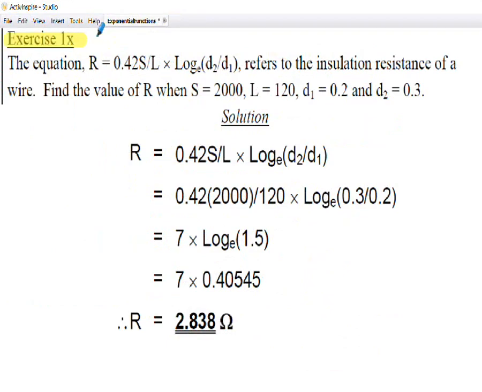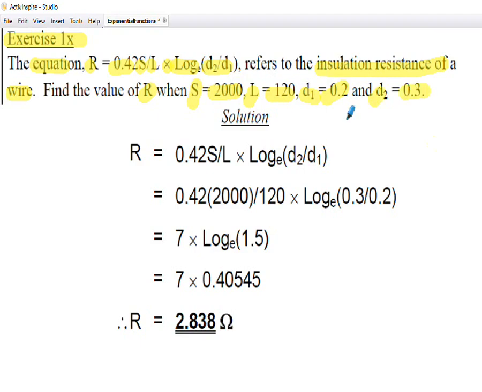Exercise 1x. In this exercise we're going to be asked to use the ln function, or the log to the base e function, to solve the problem. We're given an equation, r is equal to 0.42 times s divided by L times log to the base e of d2 divided by d1. This relates to an insulation resistance of a piece of wire. We're asked to find the value of r given that the s constant is 2000, L is equal to 120, d1 is 0.2 and d2 is 0.3. So this is an evaluation exercise.